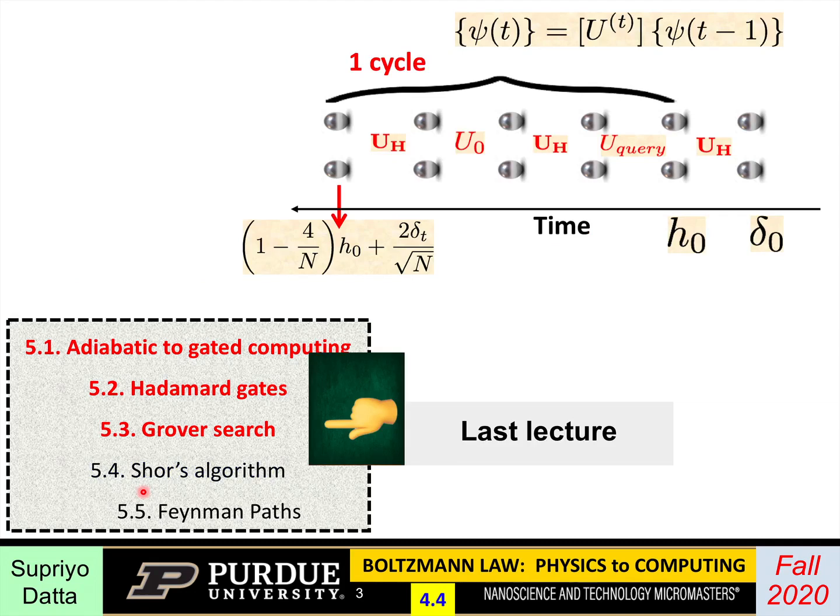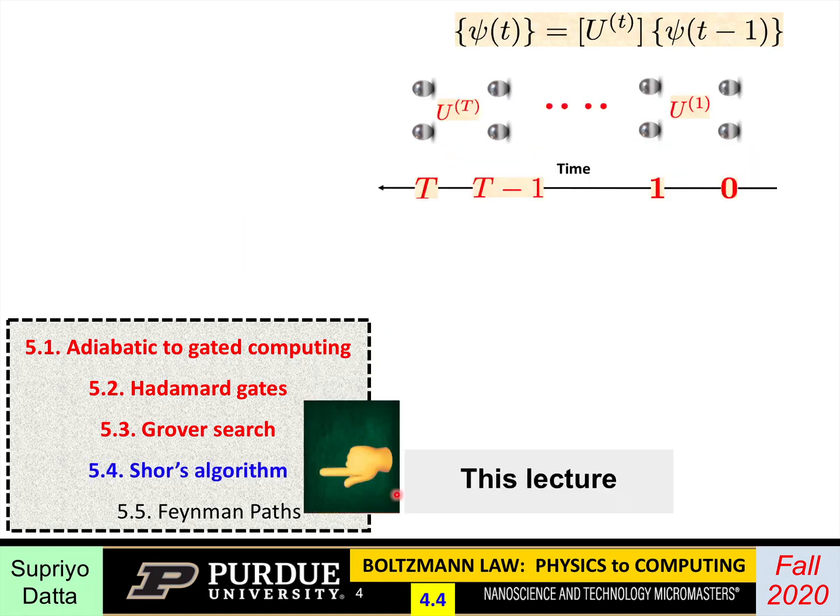In the last lecture, we talked about Grover's search algorithm, which makes use of these quantum transformations to do the search. It gives you a very efficient search algorithm. In this lecture, we'll talk about another celebrated quantum algorithm, one that allows you to factorize large numbers efficiently.